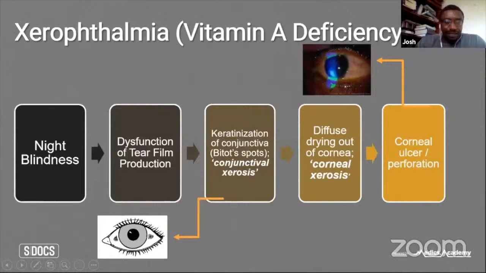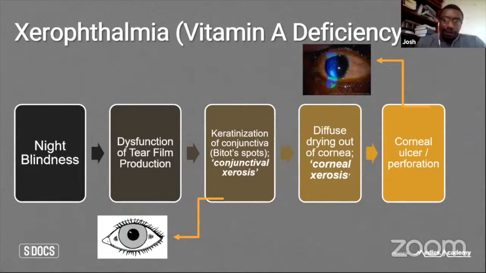And this is the progression, the pathology of xerophthalmia. It does actually start with night blindness, the thing that your parents were telling you to eat your carrots for. But then it's actually a spectrum of disease, and it does start to get more and more serious. After the night blindness comes a dysfunction of tear film production. Once you've started to affect tear film production, you're going to start seeing effects on the conjunctiva and the cornea, which need that tear film to have normal function.